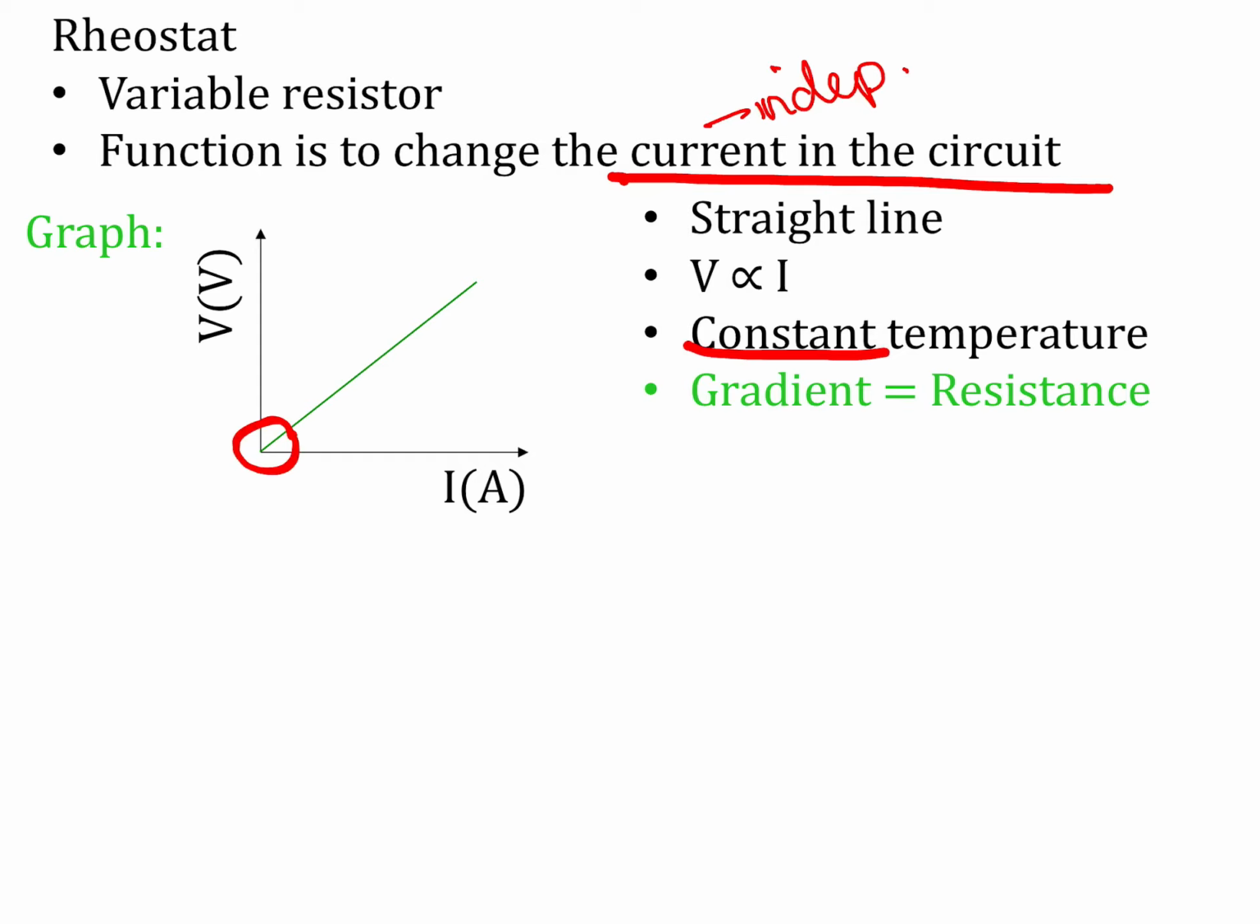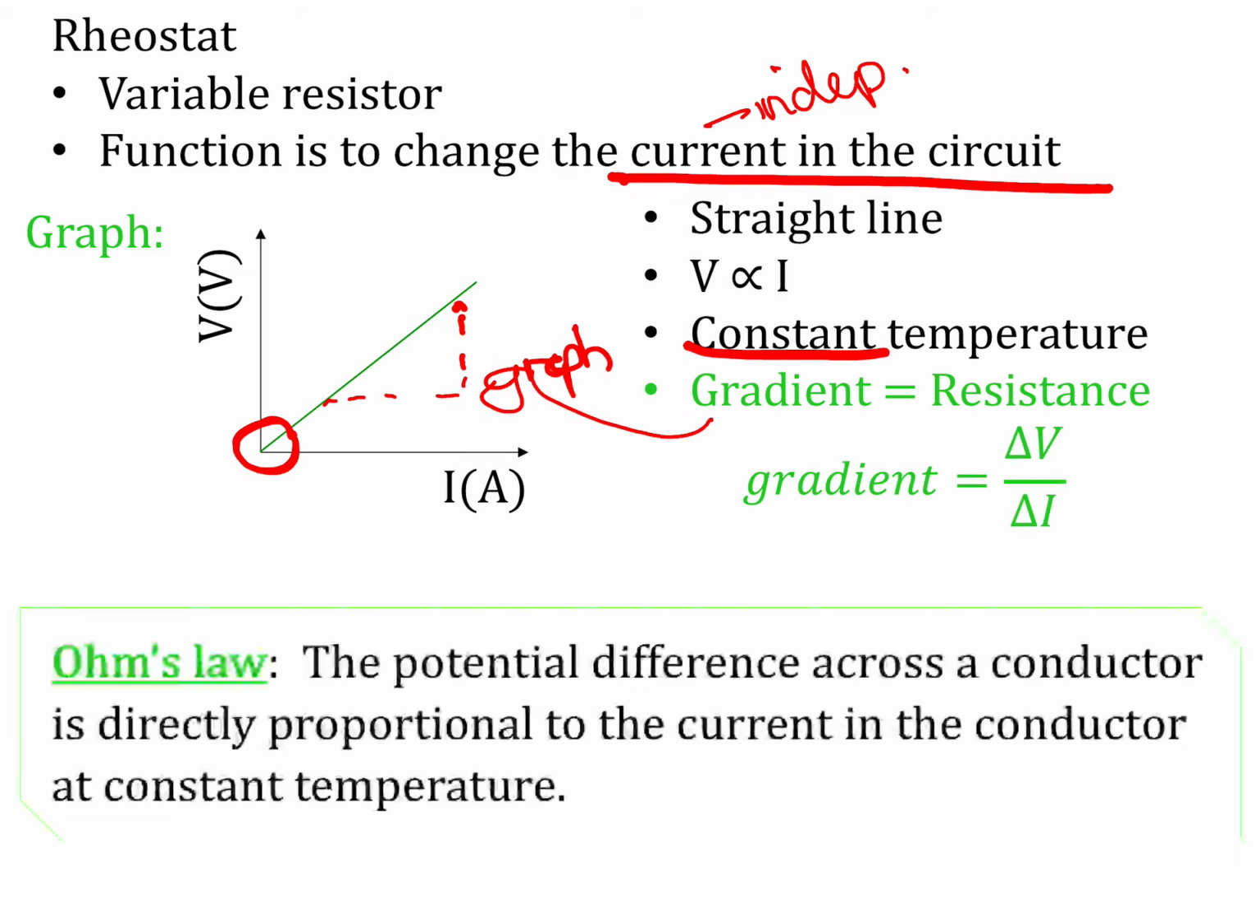The gradient of the graph gives me the resistance. So if I have to work out the gradient, which is rise over run, it's change in potential difference over change in current. Very, very important. So, that gets us to Ohm's law.